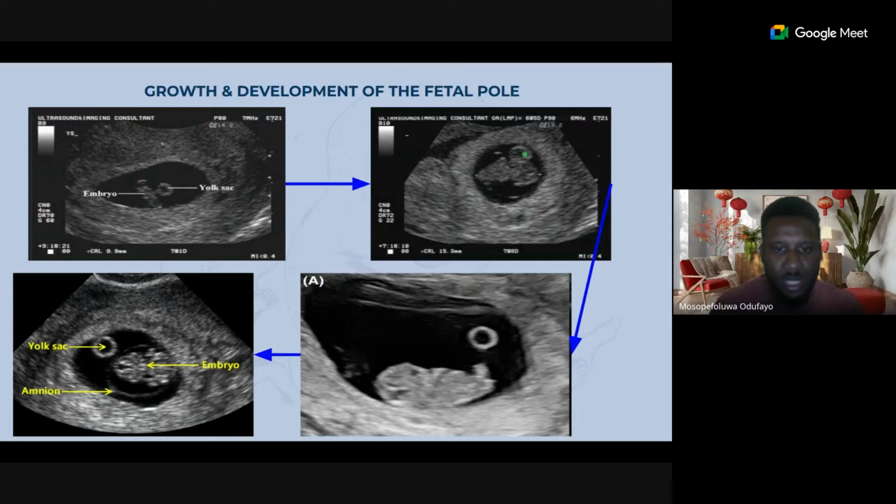And we're making good progress. Is that okay? So now, this is what we will see. This is how it will look sonoanatomically through the development. Now, in all of this, there are things we can measure to give objectivity to how old the baby is and how well the baby is doing.